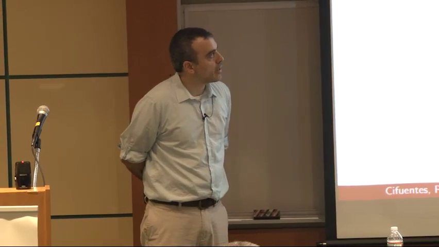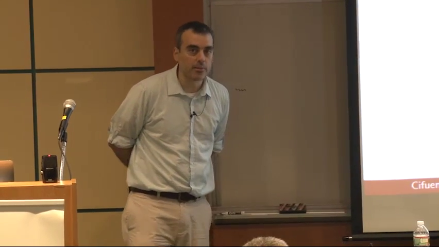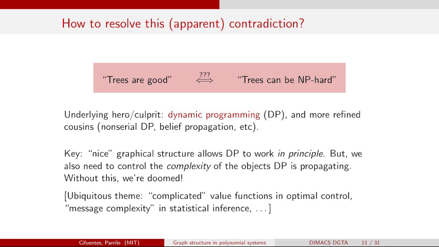And somehow, there are really two elements that have to be true in order for you to solve a problem using dynamic programming. On the one hand, you need some kind of nice combinatorial structure, exactly the kind of graphical structure that we have in there, that allows dynamic programming to work in principle. But the other property, which is quite important and somehow easy to ignore in the continuous case, is that you really need to control in some way the complexity of the objects that dynamic programming is propagating.